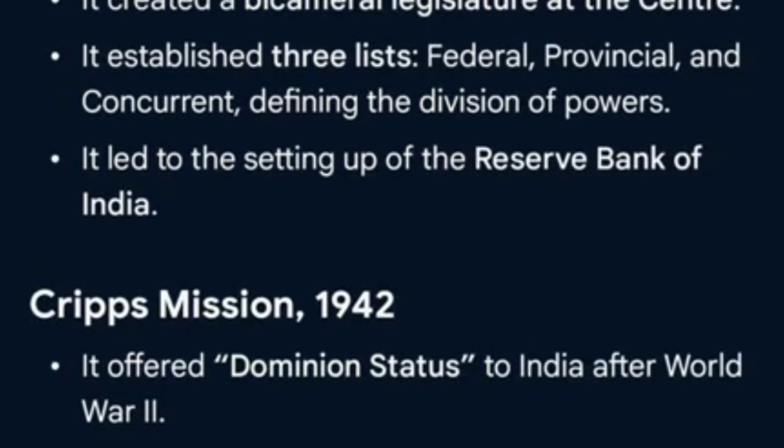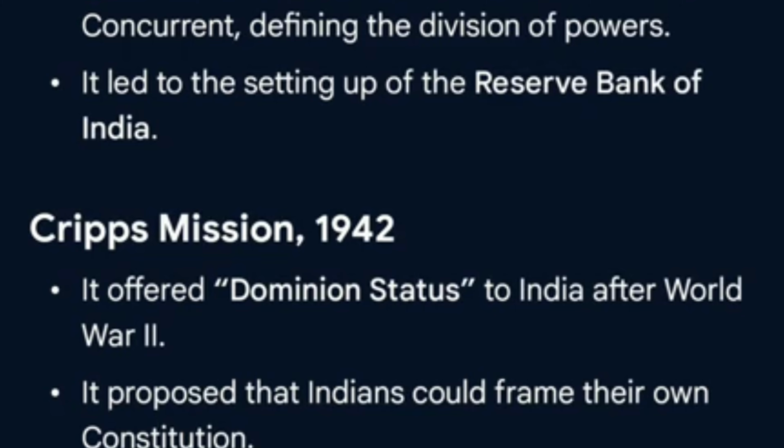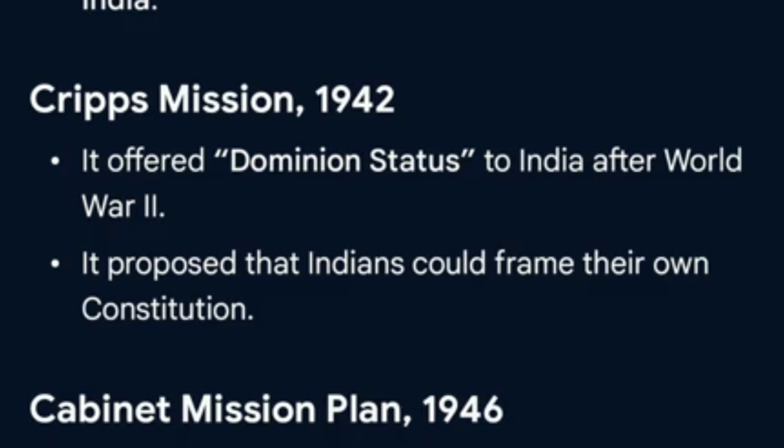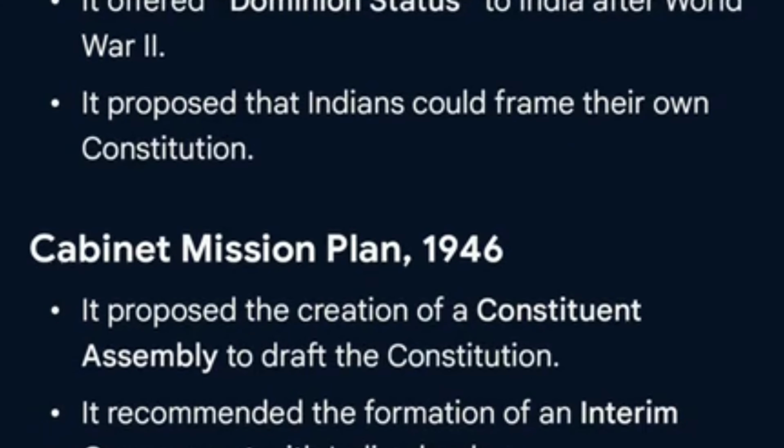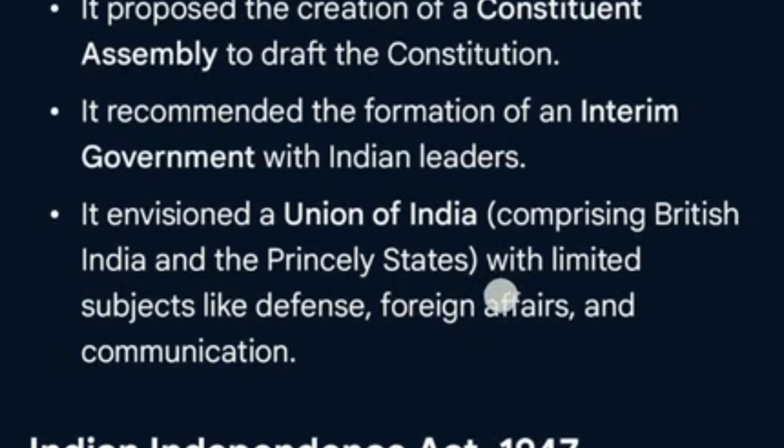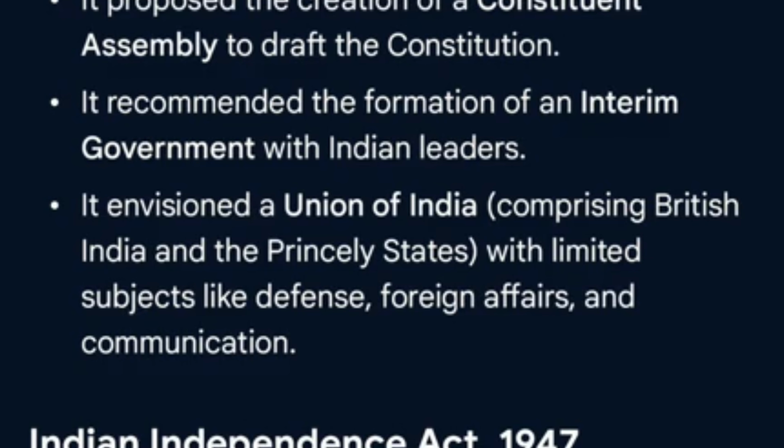Cripps Mission, 1942: It offered dominion status to India after World War II. It proposed that Indians could frame their own constitution. Cabinet Mission Plan 1946: It proposed the creation of a Constituent Assembly to draft the constitution. It recommended the formation of an interim government with Indian leaders. It envisioned a union of India, comprising British India and the princely states, with limited subjects like defense, foreign affairs, and communication.